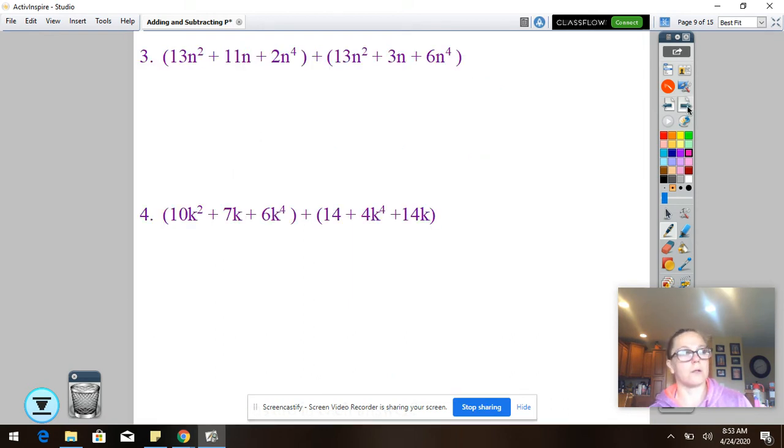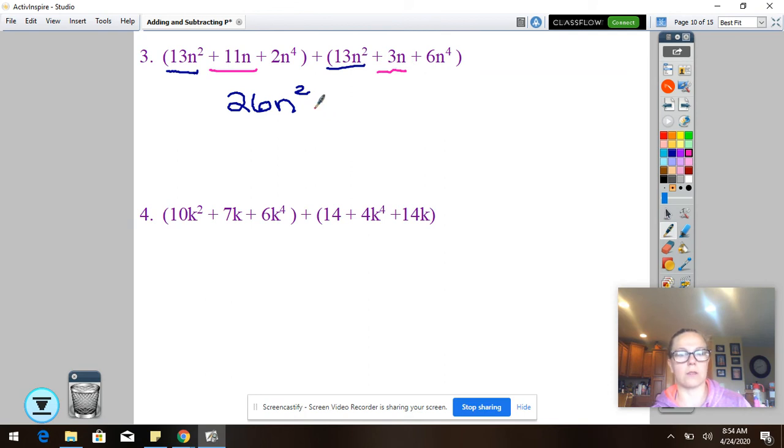We'll do one more example here, okay? Now, another way to do it, just so you know, is you don't have to put it in order right away. So what I mean by that is if I look at this problem, I've got 13n squared. I also have a 13n squared here. So when I combine those, I get 26n squared.